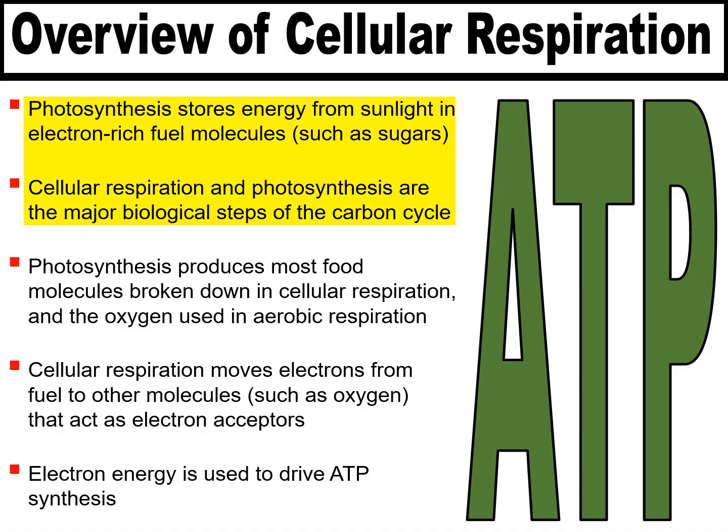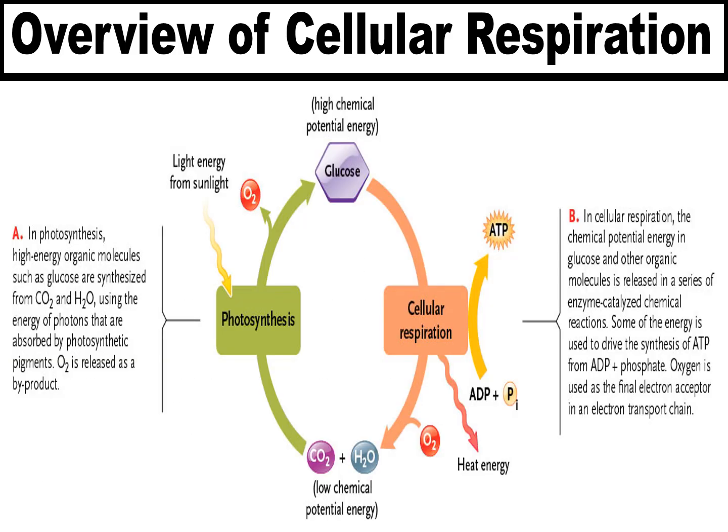This slide attempts to show the relationship between photosynthesis and cellular respiration. Photosynthesis is a process in plants that produces carbohydrates, such as glucose. Cellular respiration is a process in non-plant cells that uses glucose to produce ATP. This slide illustrates how photosynthesis and cellular respiration are related.